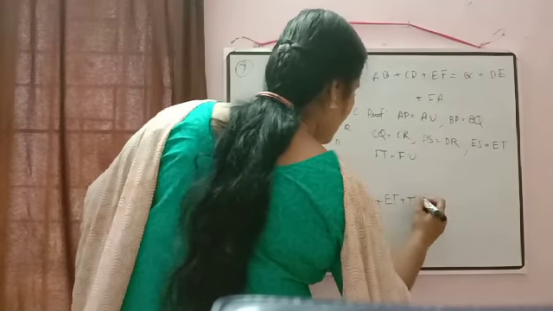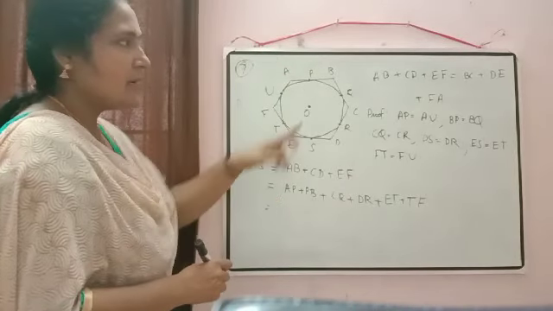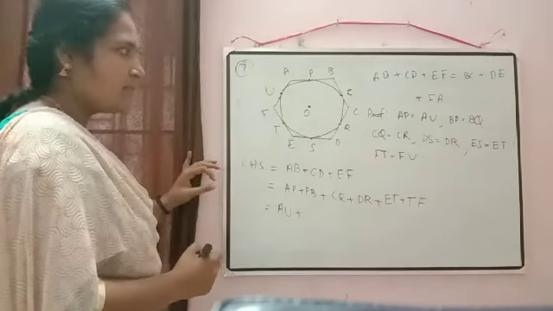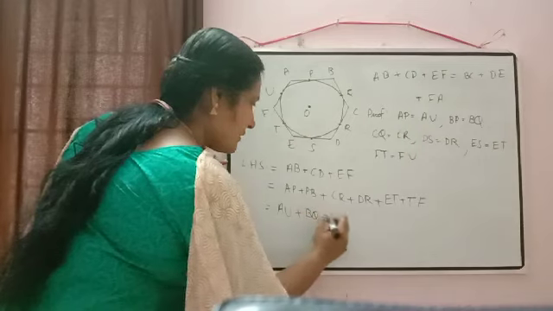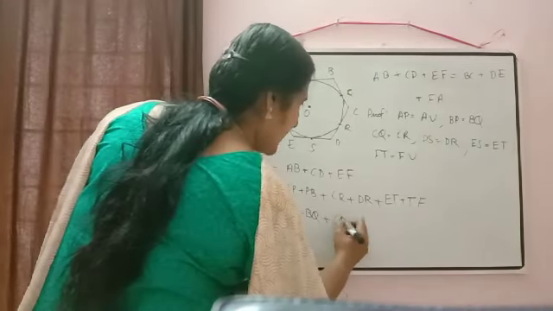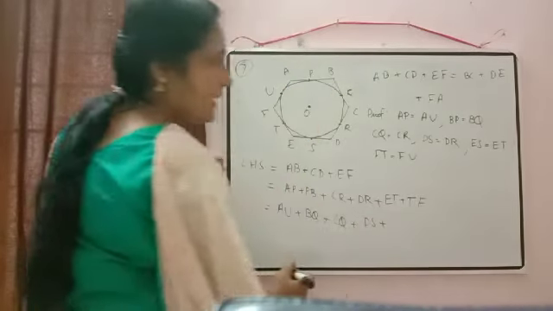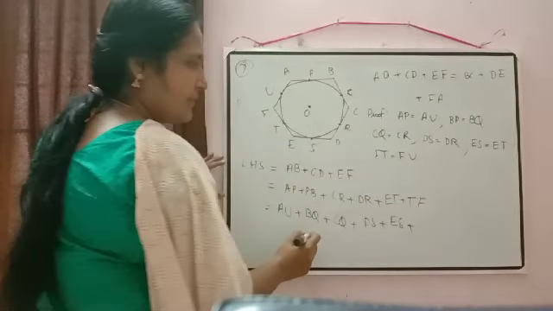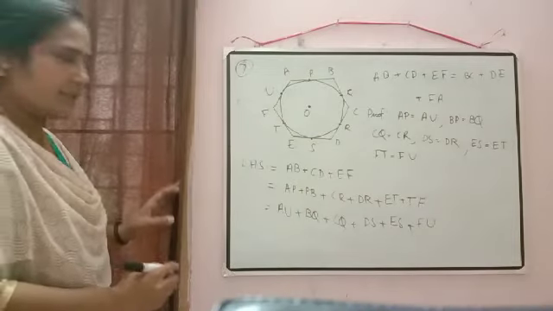ET plus TF there. Now we'll use the property. AP is equal to what? AU. So in place of AP, I have written here AU. PB is equal to BQ. CR is equal to CQ. In place of CR, writing CQ. DR is equal to DS. ET is equal to ES. And FT is equal to FU. Written. Used the property of tangent there.